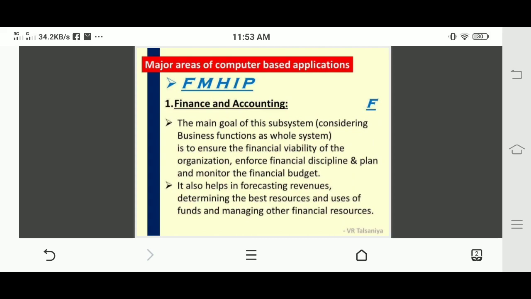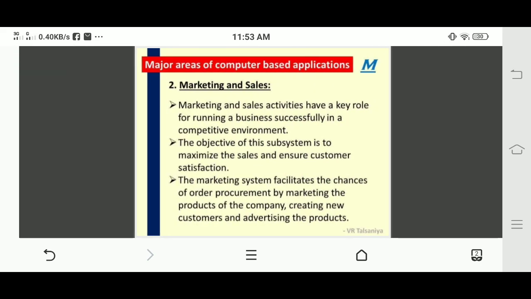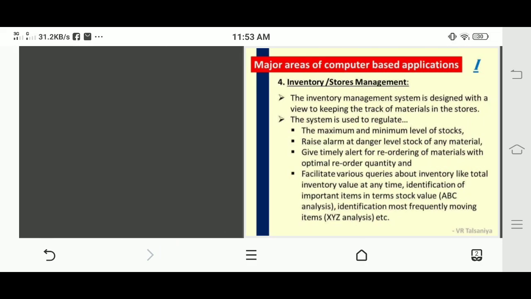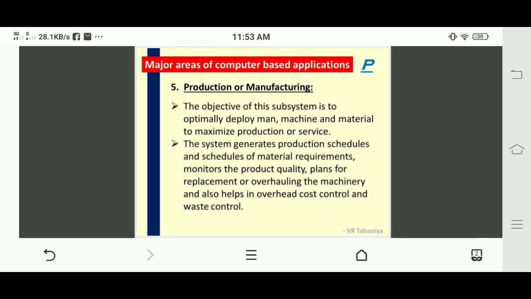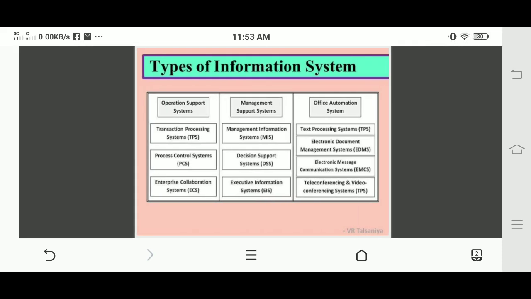Then the next is major areas in which computer based applications are used. First one is finance and accounting. Next one is marketing and sales. And the third one is human resource management, inventory and stores management, production or manufacturing. So these are the areas in which your major computer based applications are used.